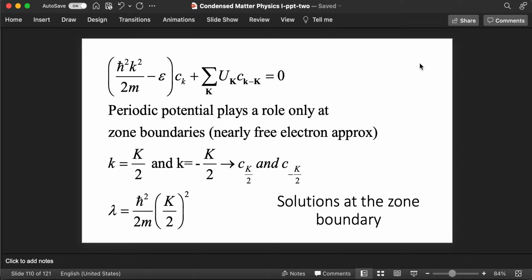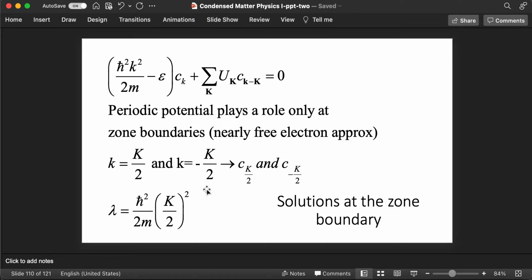Now let's write this expression for the Schrodinger equation in momentum space, and we are going to solve this at the zone boundary. We are going to assume that the periodic potential plays a role only at the zone boundaries, and everywhere else the electron is basically free. That's called the nearly free electron approximation. So the effect of the lattice site is seen only at the zone boundaries, and we're going to solve this at the zone boundary. We're only going to look for solutions with the wave vector equal to half the reciprocal lattice vector, or minus half the reciprocal lattice vector.